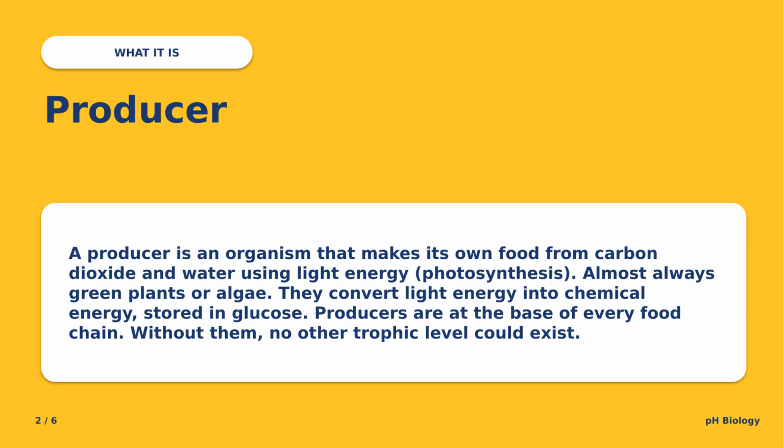A producer is an organism that makes its own food from carbon dioxide and water using light energy, i.e. photosynthesis. Almost always green plants or algae. They convert light energy into chemical energy stored in glucose. Producers are at the base of every food chain. Without them, no other trophic level could exist.